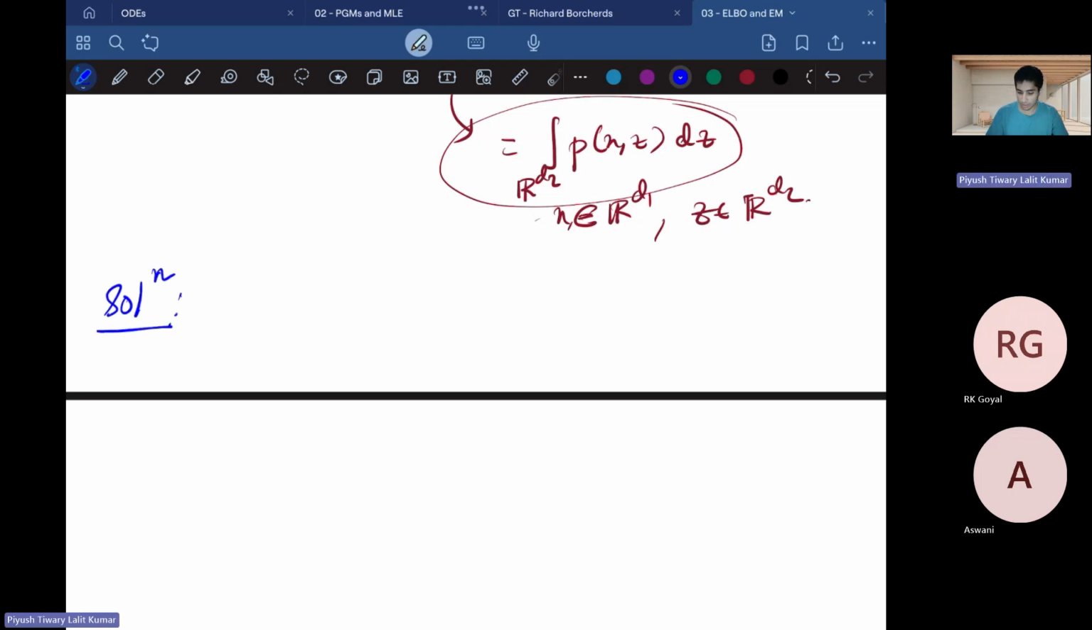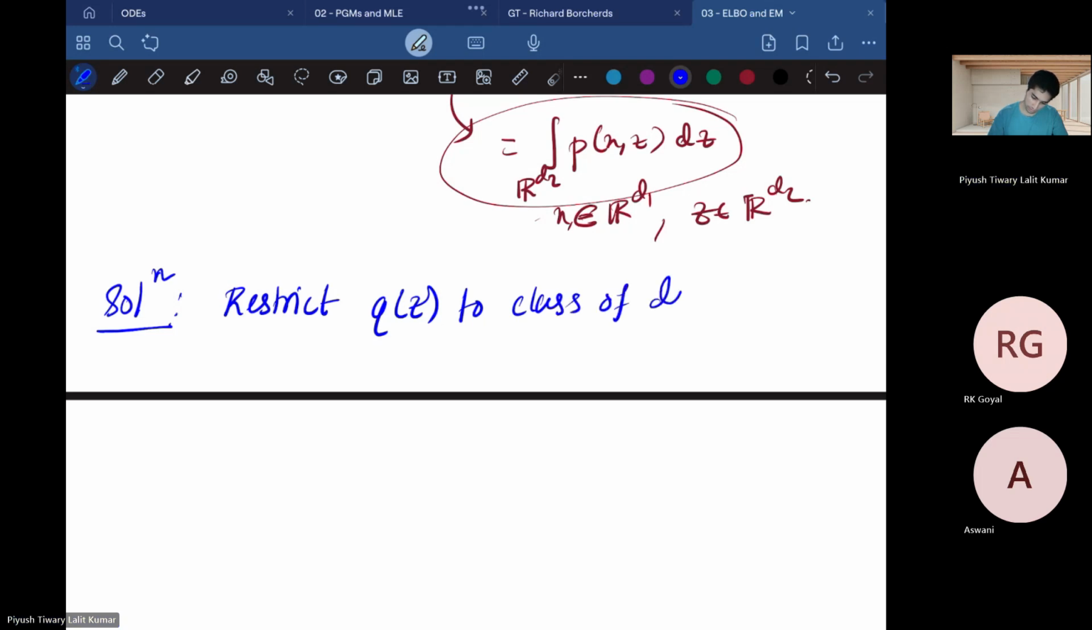The solution is to basically restrict Q of Z to the class of distributions which are tractable.